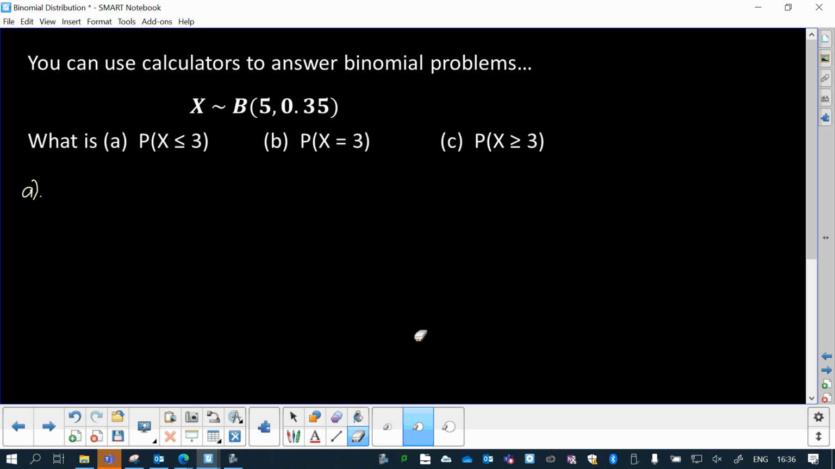And then Num Trial, number of trials, 5. Probability 0.35. Keep pressing EXE, and then you're all good to go. Did everybody get 0.9459 or 0.9460?